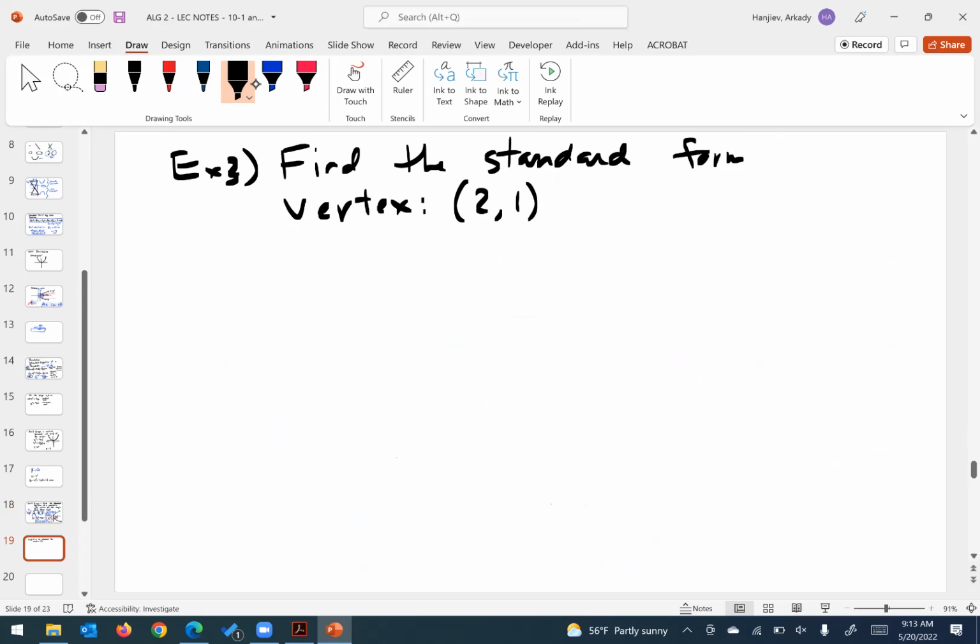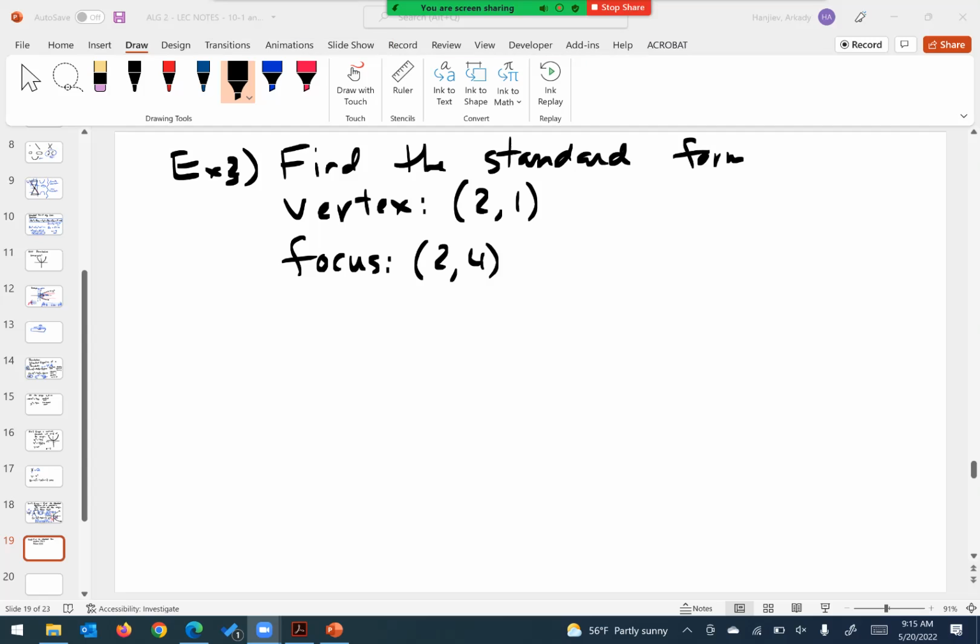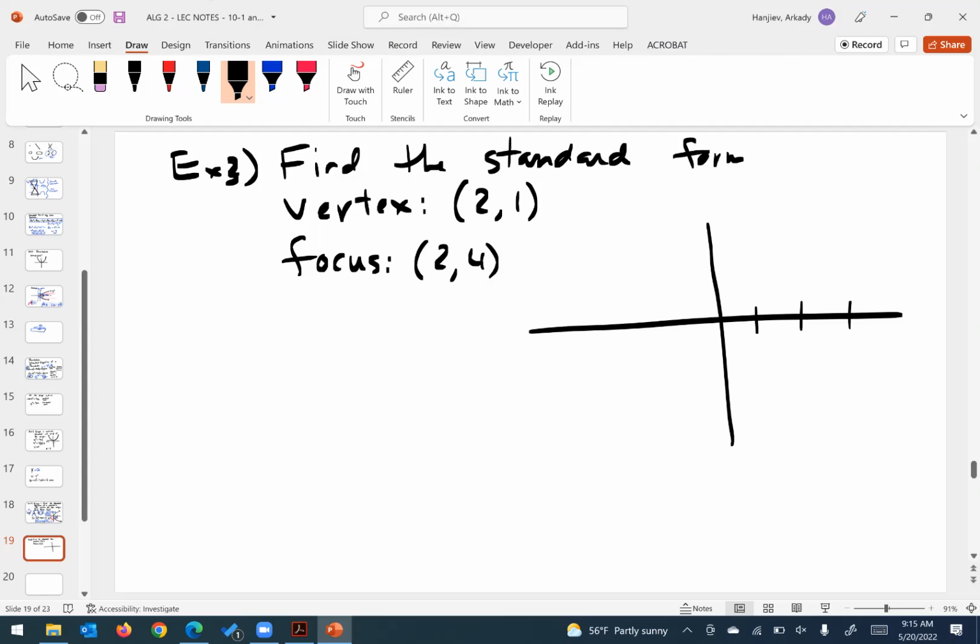Here's what I got. The vertex is at (2, 1), and the focus is at (2, 4). So all yours, trying to figure that out. Give you guys a couple of minutes here. All right, just a quick little graph of this. We can just do it from the vertex and the focus here. 1, 2, 3, 4. 1, 2, 1. So here's my vertex.